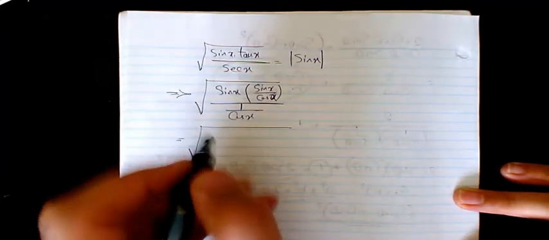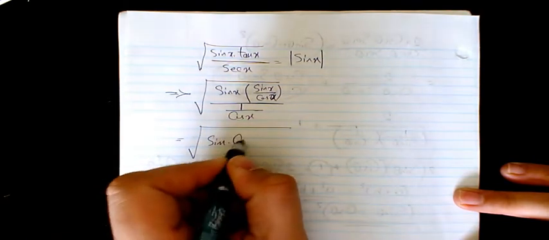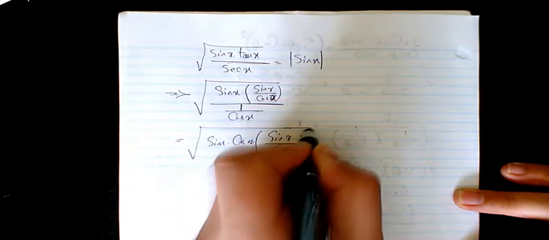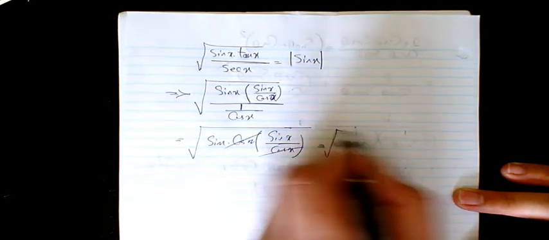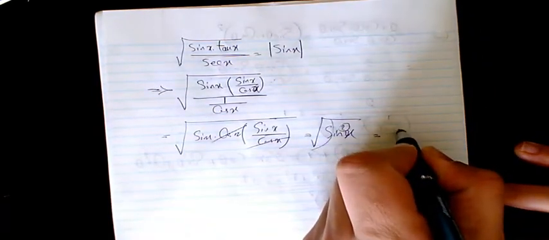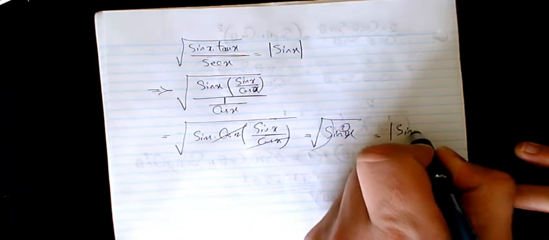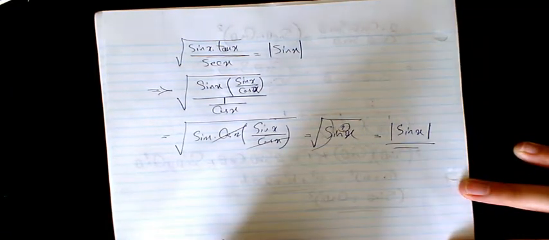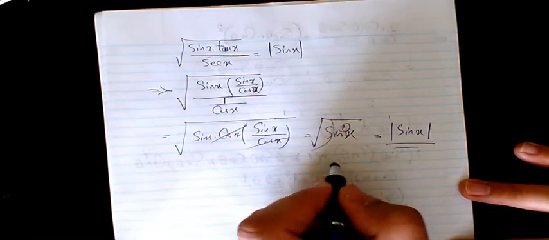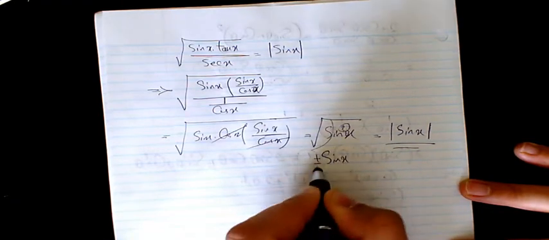Then I can write sine x times cosine x times sine x divided by cosine x. These two cancel out. It will be sine squared x, and you know squared and square root, they cancel each other, and the answer will be sine x. That's what we have here, because we have squared and square roots, so they cancel each other. So it will be plus minus there, and then we will have the absolute function of sine x.